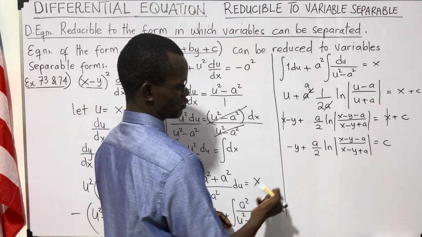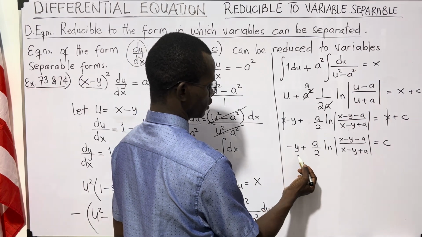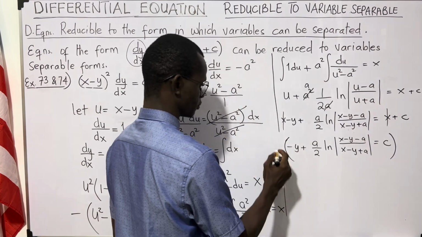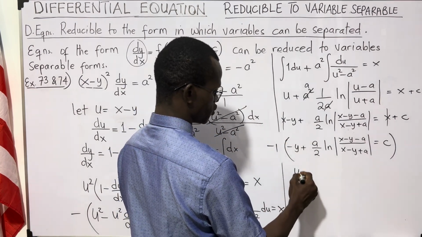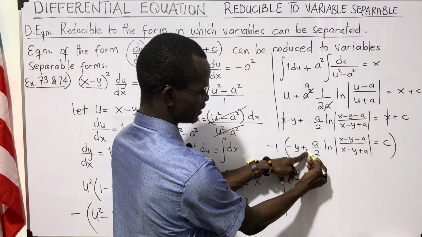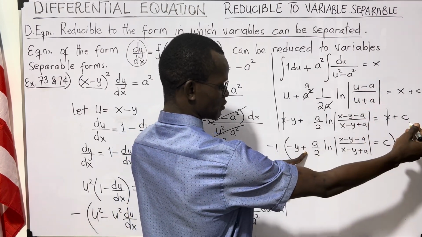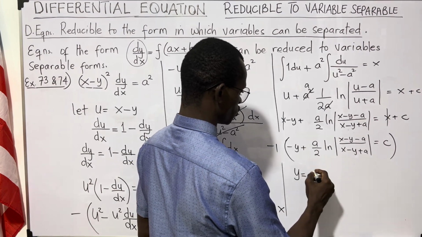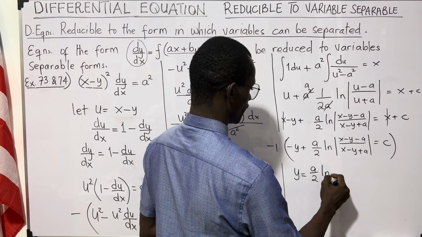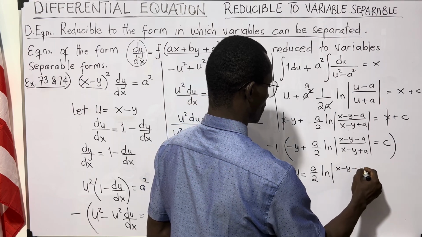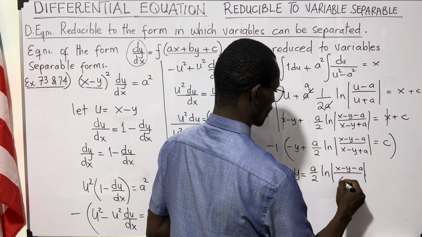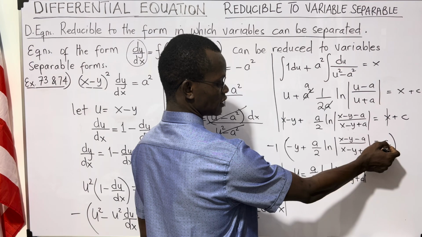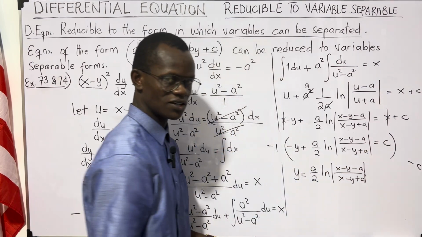So we can solve for y. So therefore we can say we multiply this whole thing by minus 1. It means nothing. So you have y. So this now will be negative. If this goes across, it becomes positive. So this is going to be y equals to a over 2 ln of x minus y minus a all over x minus y plus a. So this negative also times this c is negative c, but it's just a constant.